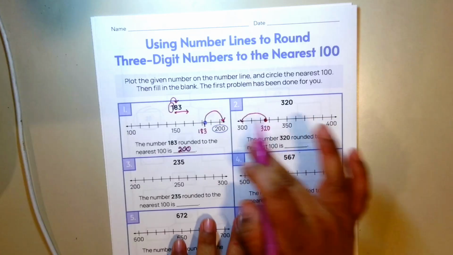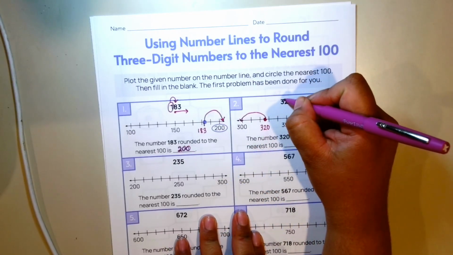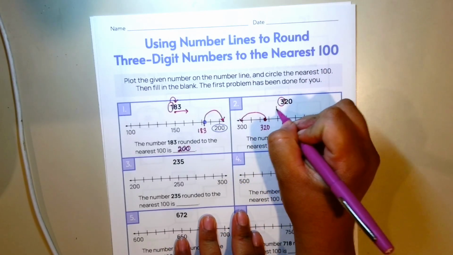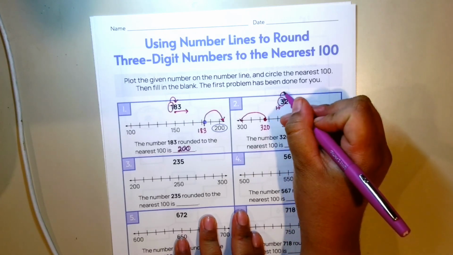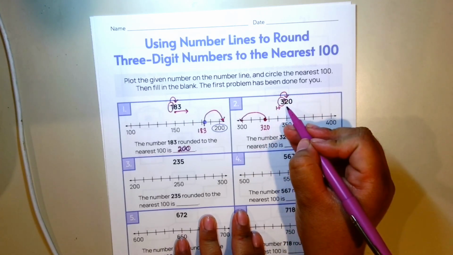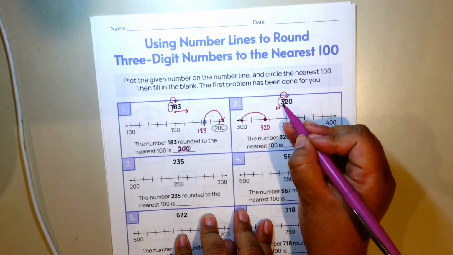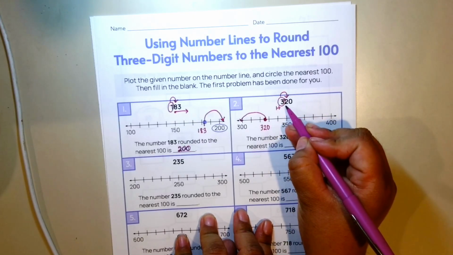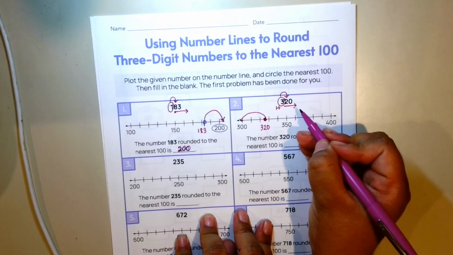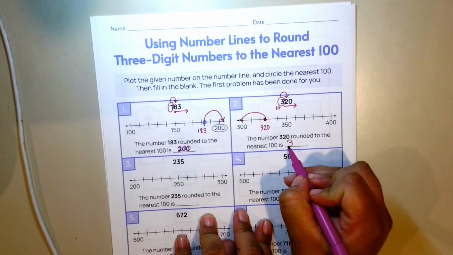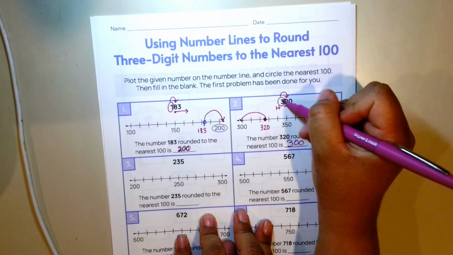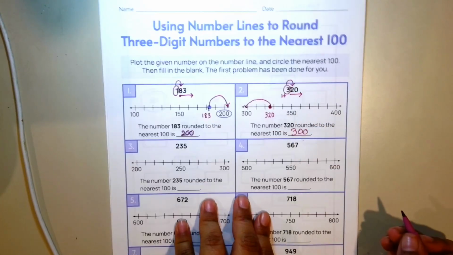But if we didn't have our number line, we would circle our target number, which is the hundreds place, look to the right, and the number is a 2. So if it's a 2, that means that we are going to keep the 3 and everything else becomes a 0. So we're going to keep the 3 and all the other numbers become 0.